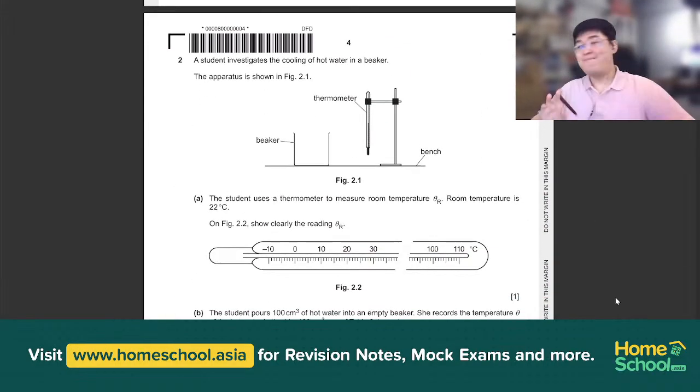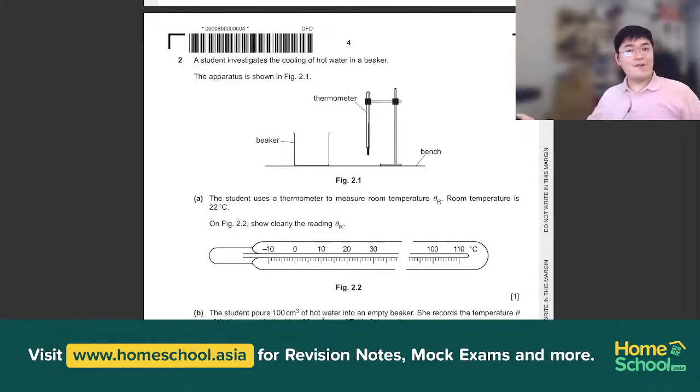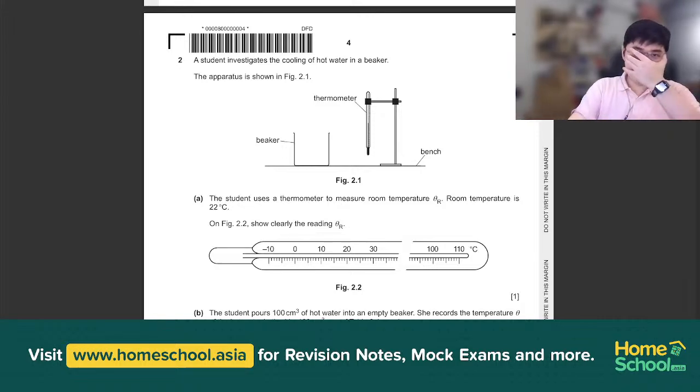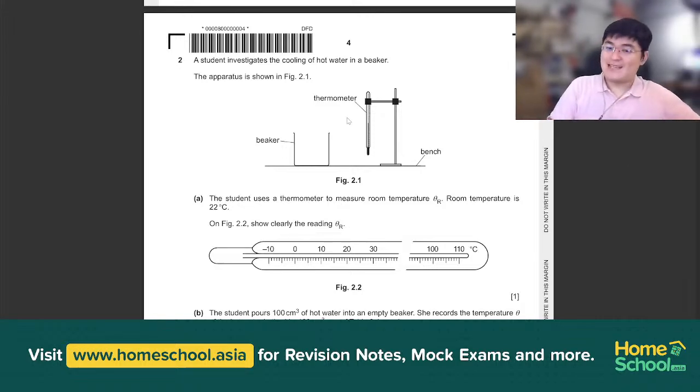Let's go. All right, so this is a question for the cooling of hot water in a beaker. Once again, this is a very simple experiment that the student is doing. As you can see over here, the apparatus shown is a thermometer and a beaker. The thermometer is held on by this clamp system over here. So the student takes the thermometer, clamps it there, and does nothing. We are to measure the room temperature.